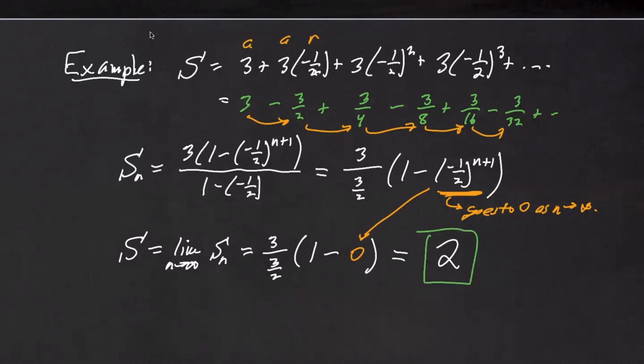So you do 3 minus 3 halves plus 3/4. It's sort of plausible if you think about it: the first 3 minus 3 halves gets you between 1 and 2, plus 3/4 makes you a little bigger than 2, minus 3/8 is a little less than 2, and it sort of hones in on 2. And so this is a convergent geometric series.